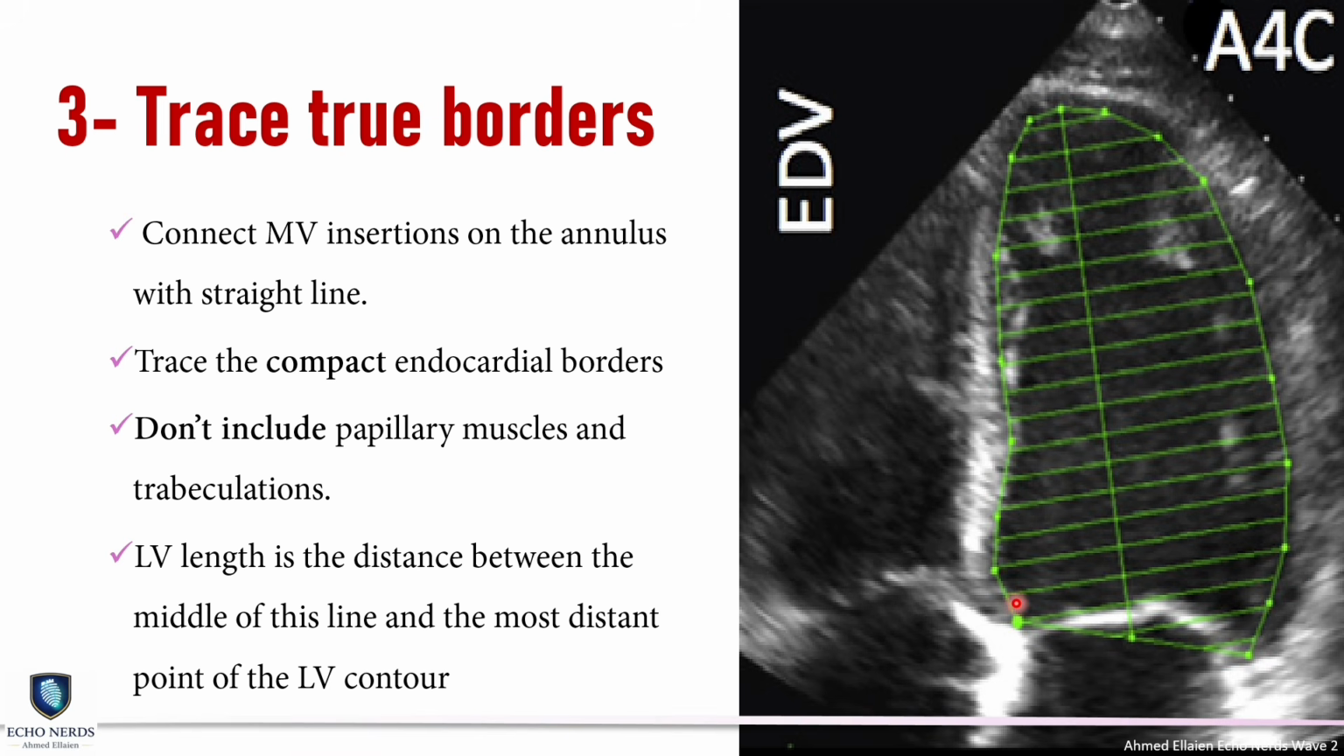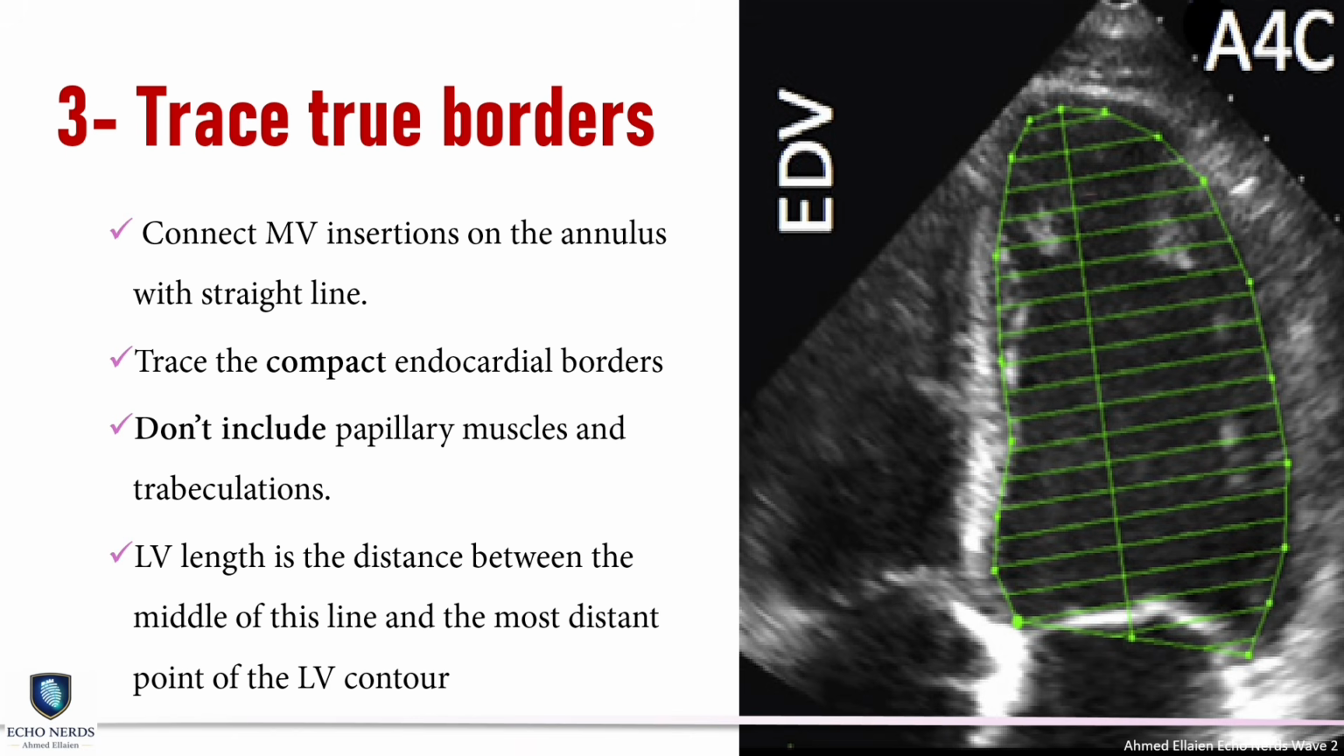In some machines, we don't connect the lines first, but we start tracing from the medial annulus, then move the cursor upward. It will trace the border with you until you reach the other end. And I will show you an example of this in the next slide, how to do it in your machine.